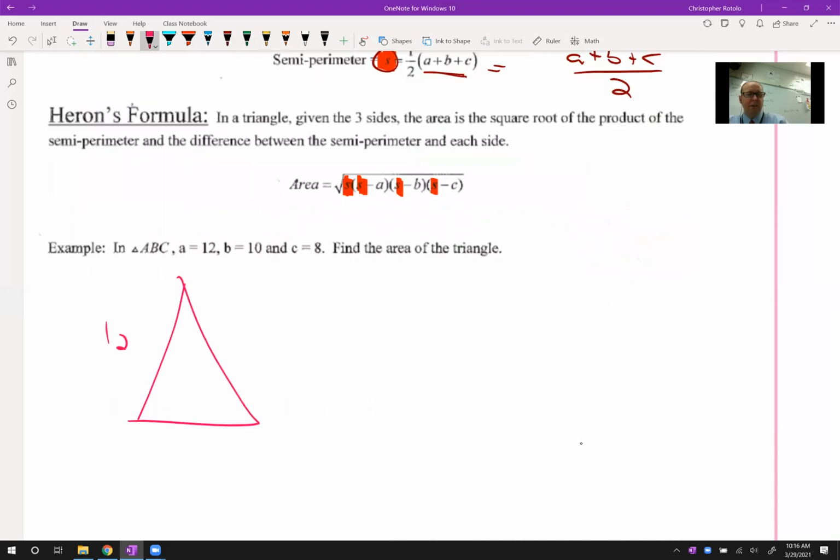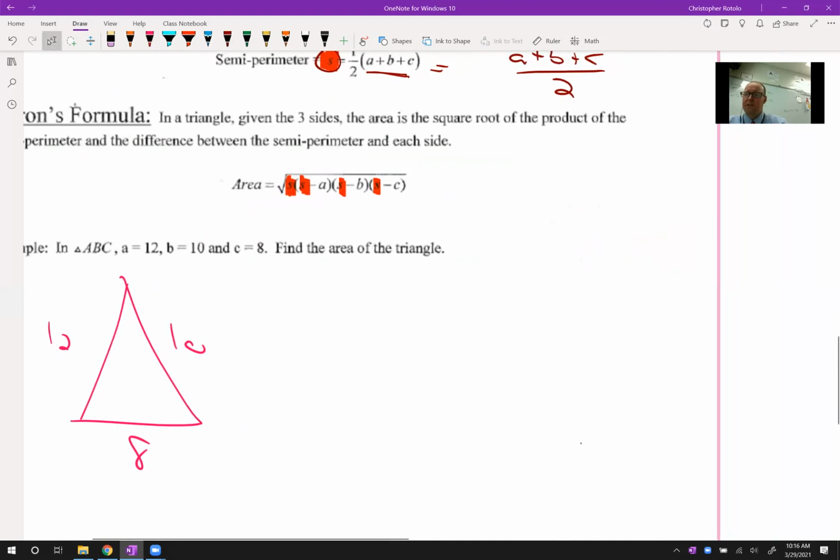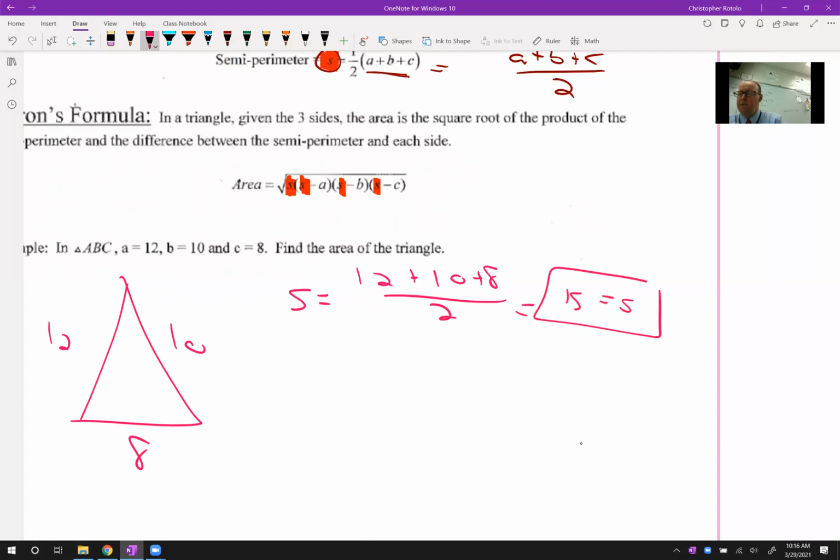All right, 12, 10, 8. Okay, well, that was great and all. Now notice I didn't label A, B, and C as far as sides. It really doesn't matter for this one. Just want to have all those things in here. So first thing I'm going to do is find out what's the semi-perimeter. So that was 12, 10, and 8. I'm going to take half of that. Okay, so we add those up. I get 20 here, 10 more is 30. Half of 30 is 15. So S equals 15.